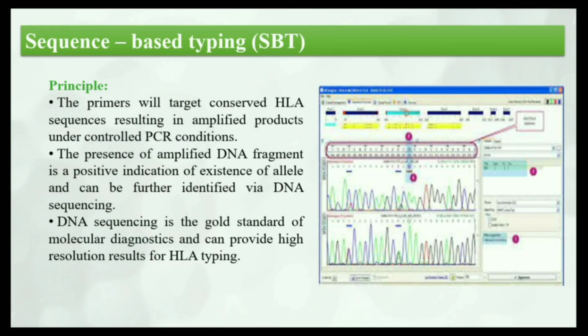The next one is sequence based typing. The principle of this direct sequencing is that the primers target the conserved HLA sequence, resulting in amplified products under controlled PCR conditions. The presence of amplified DNA fragments is a positive indication of the existence of an allele, and it can be further identified via direct DNA sequencing. DNA sequencing is the gold standard of molecular diagnostics, and it can provide high resolution results for HLA typing.